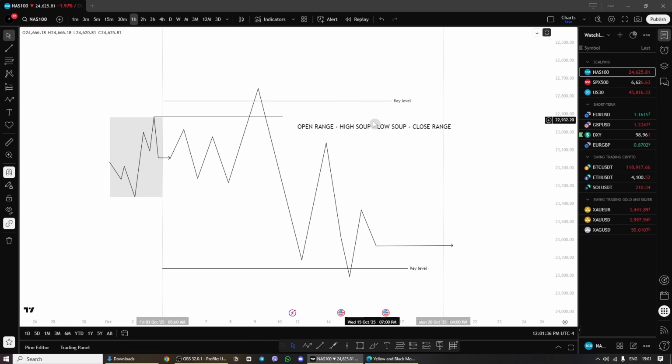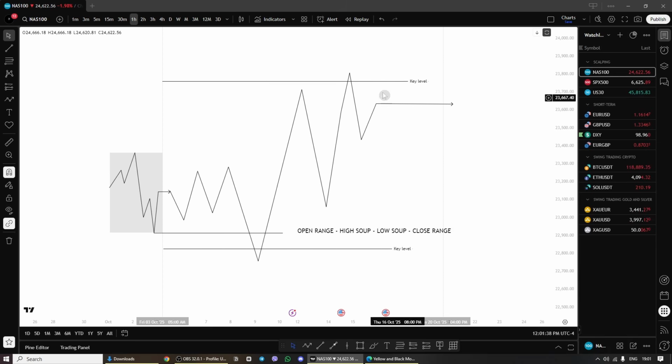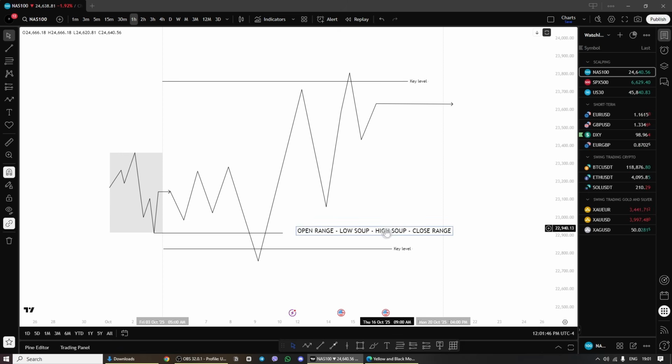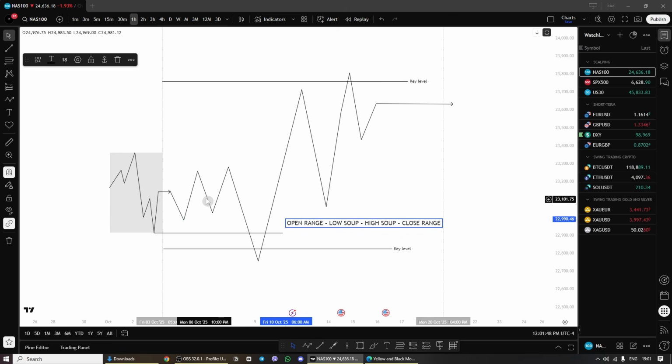I hope you understand this, because this is very crucial for you. And for your screenshots, you can take this: we open range, we open the time-based range, we make a sweep of a low into key level, and we make a sweep of a high into opposing key level to close the time-based range.